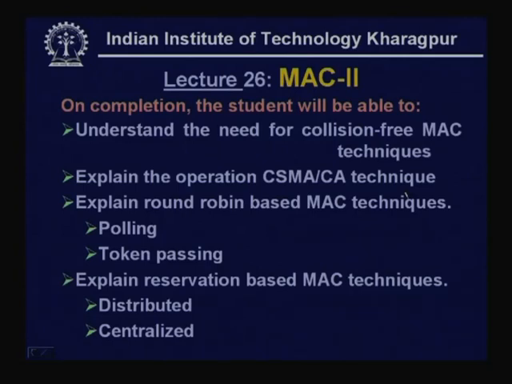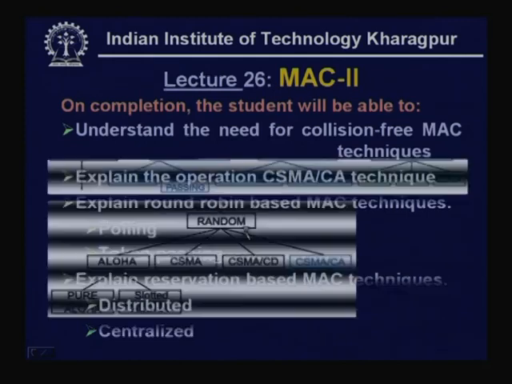And on completion of this lecture, the students will be able to understand the need for collision free medium access control techniques. They will be able to explain the operation of the CSMA protocol that we shall discuss, and they will be able to explain round robin based medium access control techniques such as polling and token passing. And finally, they will be able to explain reservation based protocol techniques which are primarily used in satellite networks, both distributed as well as centralized protocols. We shall discuss both of them, and they will be able to understand and explain both of the techniques.